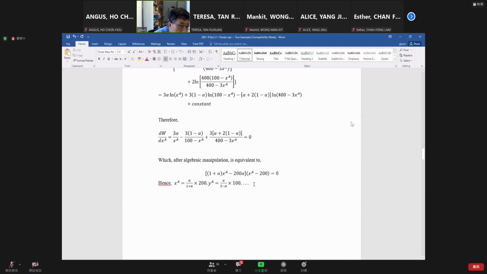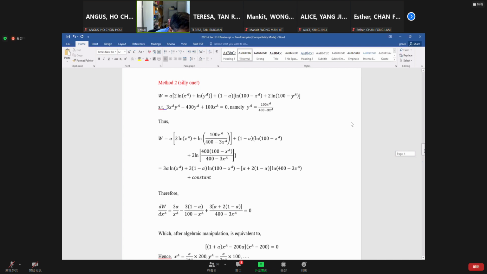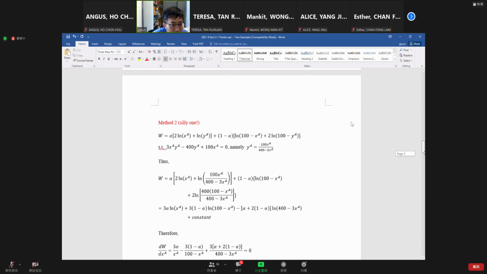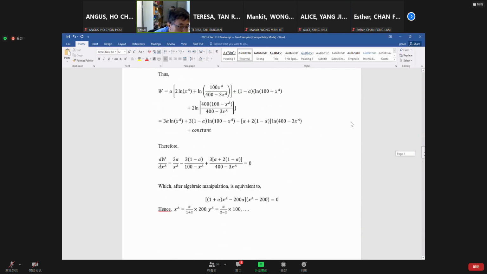Look, you can see this method is okay, but unnecessarily stupid. It's too complicated. And if it's complicated, you can easily make a lot of mistakes. I do, you do, everybody does. You know, this is such a long process.